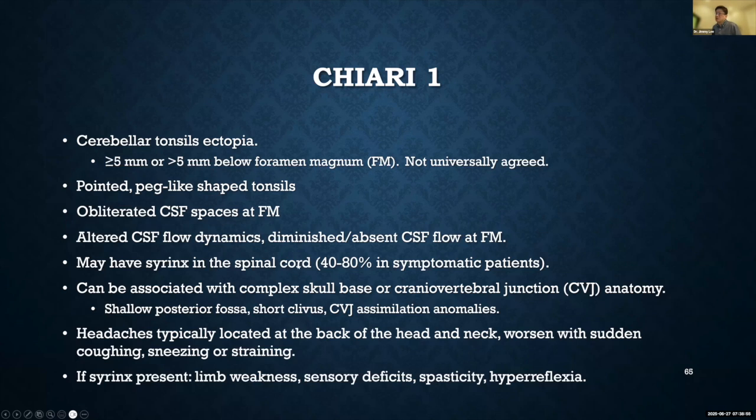You may see a syrinx in the cord in the cervical spine typically, and it can be associated with skull base abnormalities as well as craniocervical junction abnormalities. And the headaches are typically reported as occipital, cervical, in the back. Now, if the patient does have a syrinx, they may have limb weakness, sensory deficits, spasticity, for example.